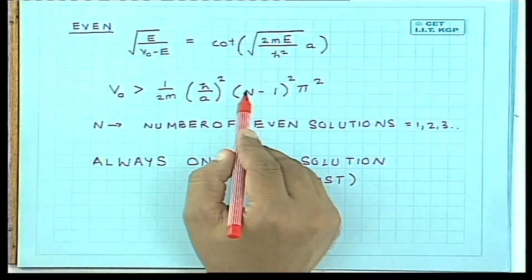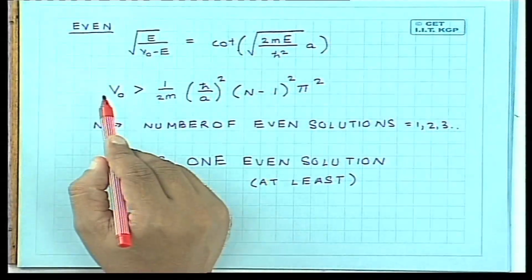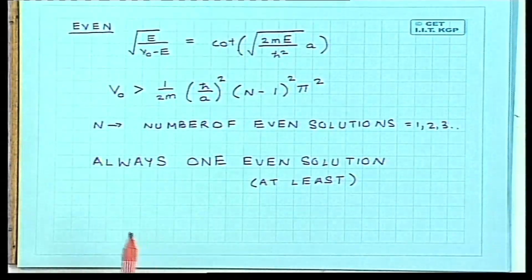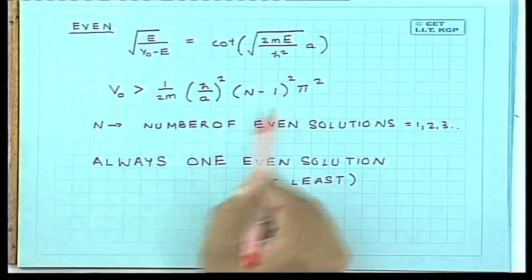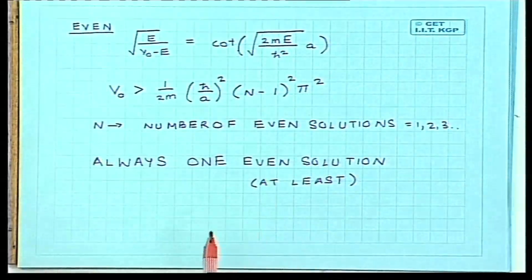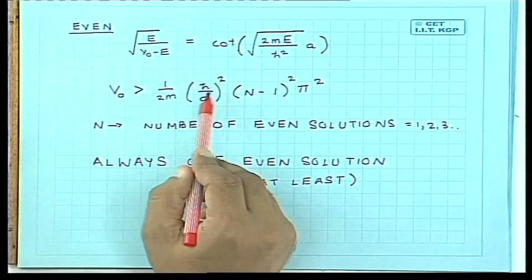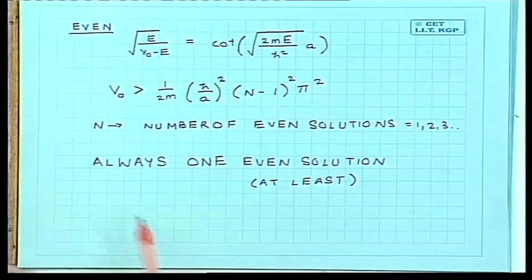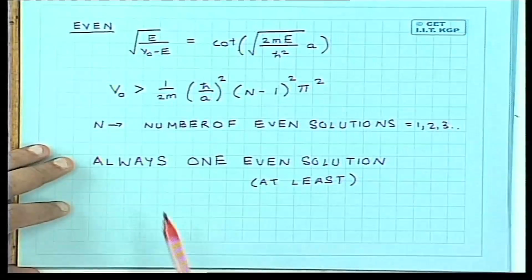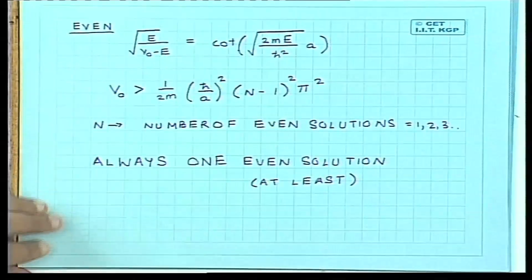So if n is 1, then the potential should be greater than 0. So we find that there is always at least one solution. If n is 2, then for 2 solutions, we can just put in 2 here, and we find that the potential should be greater than 1 by 2m, h cross by a squared, times pi squared. And for larger values of potential, you will find that there are more even solutions.